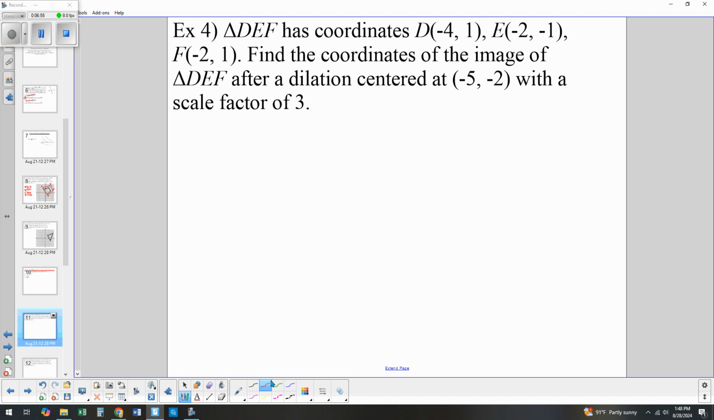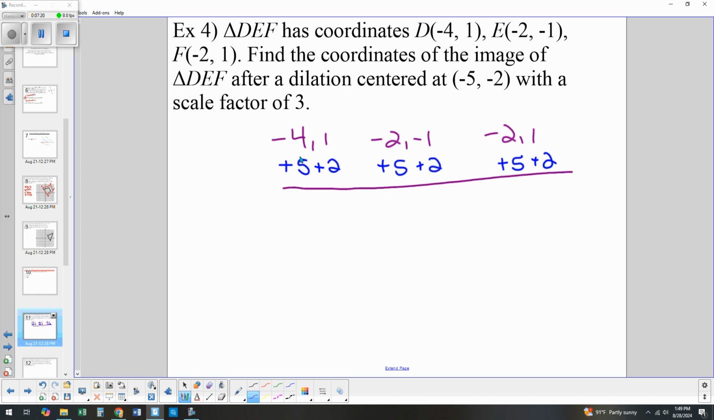So for example 4, I'm going to set this up the same way I had done the other ones. I'm going to write my points out. I'm going to subtract. So I'm subtracting negative 5, negative 2. So minus negative 5, minus negative 2. The first step is always the opposite signs of that center that they're giving me. So this is going to be 1, 3, this is going to be 3, 1, and this is going to be 3, 3. So now I'm going to apply the rule.